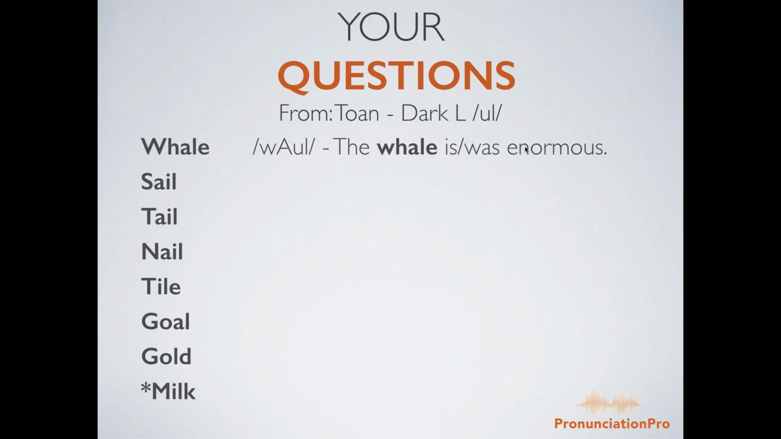So do the whale is enormous. The whale is enormous. And then the whale was enormous. The whale was enormous. So you're adding a little extra syllable in enormous. Enormous. There you go. Good. Perfect. Okay, so you're getting that L.